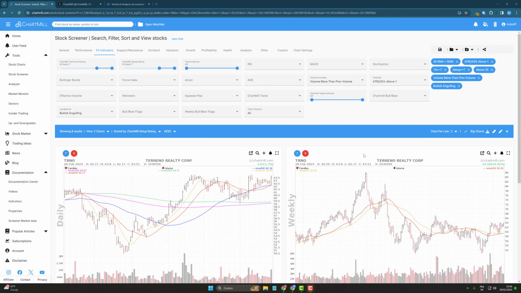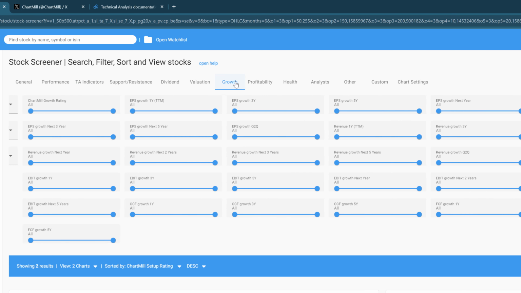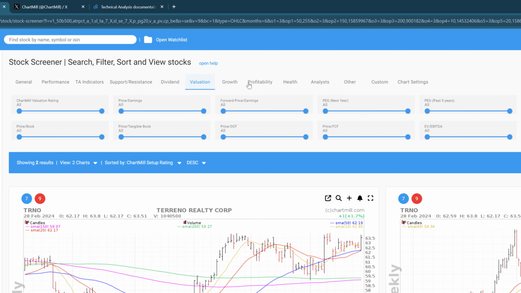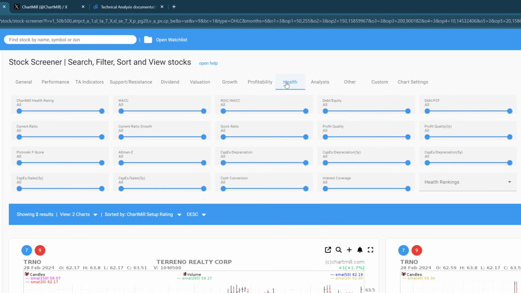So there you go, that's one quick and efficient way to find some decent technical breakout setups. And of course you can add some other filter possibilities. You can combine these technical filters with some specific fundamental filters. For example, if you select the growth tab, you can add some specific earnings per share growth filters on an annual or quarterly basis, and the same for the revenue growth. There are also specific valuation filters, profitability filters, some financial health filters. That's all possible in ChartMill. It's a very versatile stock screener, so be sure to try them all out.